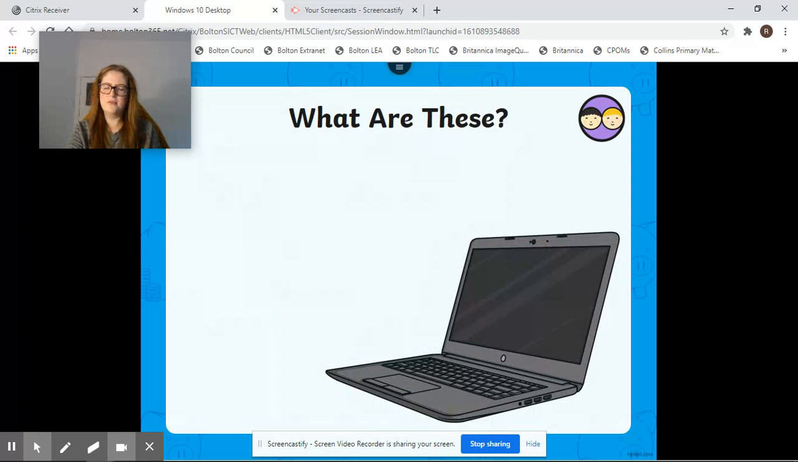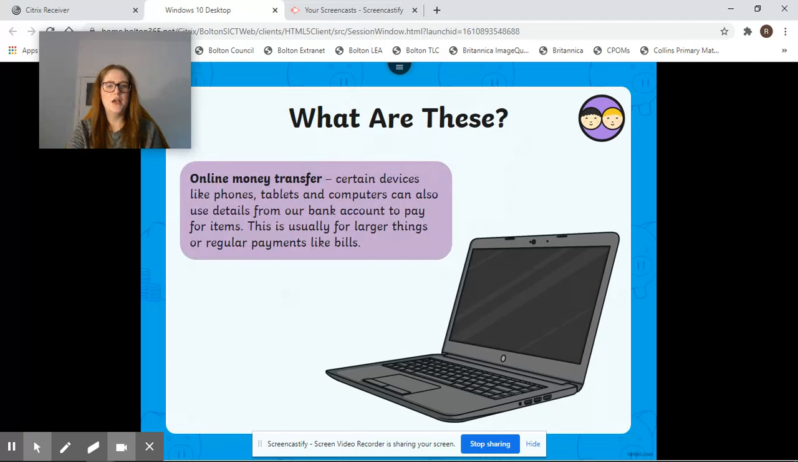And then you might think, that's a picture of a laptop, that's not money. There's something called an online transfer. So say you're paying a bill for a phone that you use, you can log on to your bank account on your laptop and you can transfer money. So that means if people are paying for their phone bill, they can put in the bank account details and they can transfer it over to the company that it needs to go to.